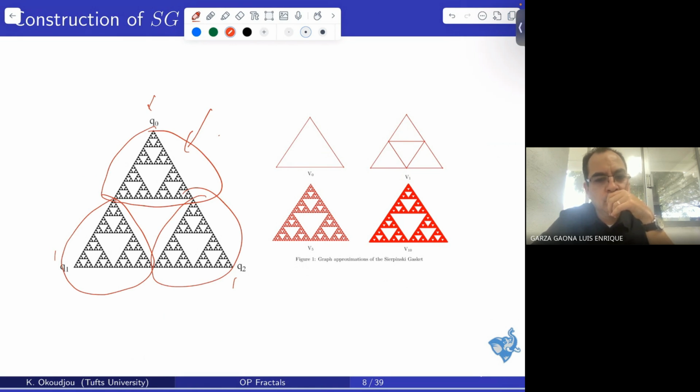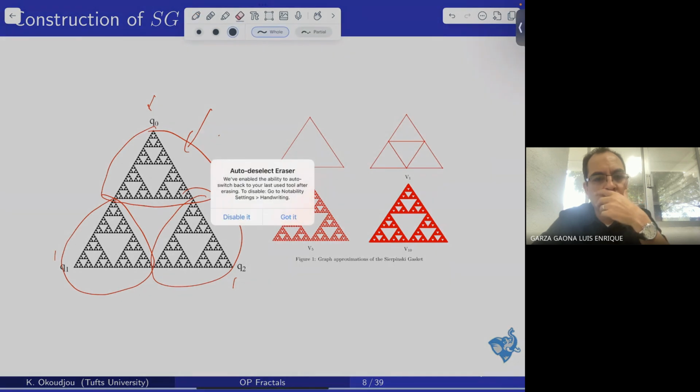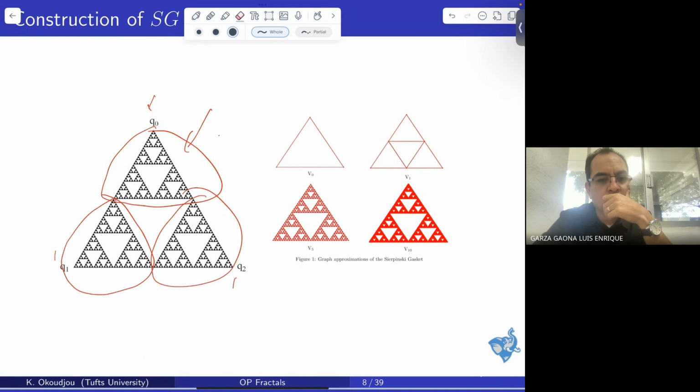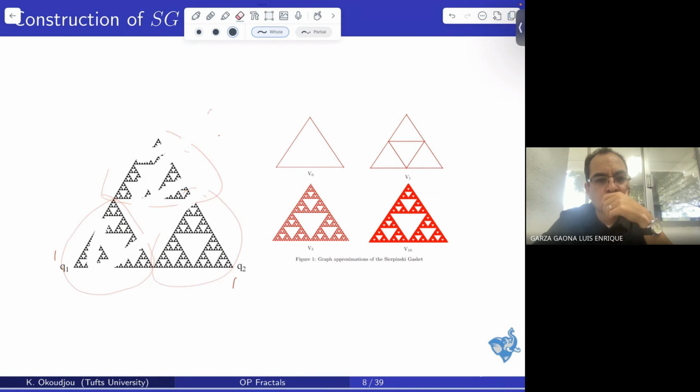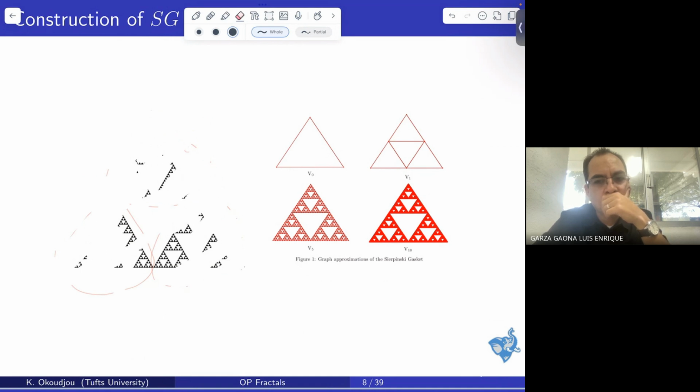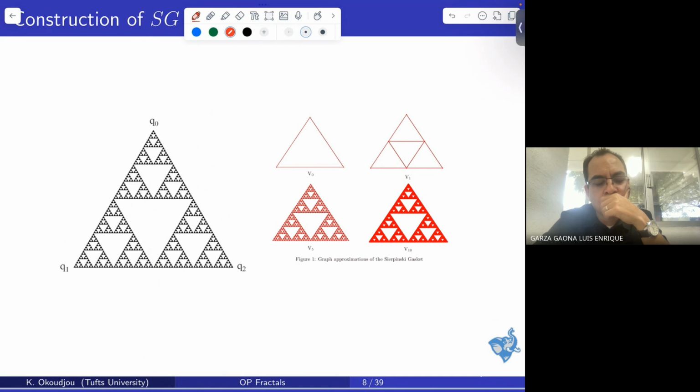A good way to look at this is to view the Sierpinski gasket as a limit of a sequence of graphs. And this is a graph that I'm describing here. So this is a graph V0. The vertices of the graph are your 3 points Q1, Q0, and Q2. And then you put the edges on them.